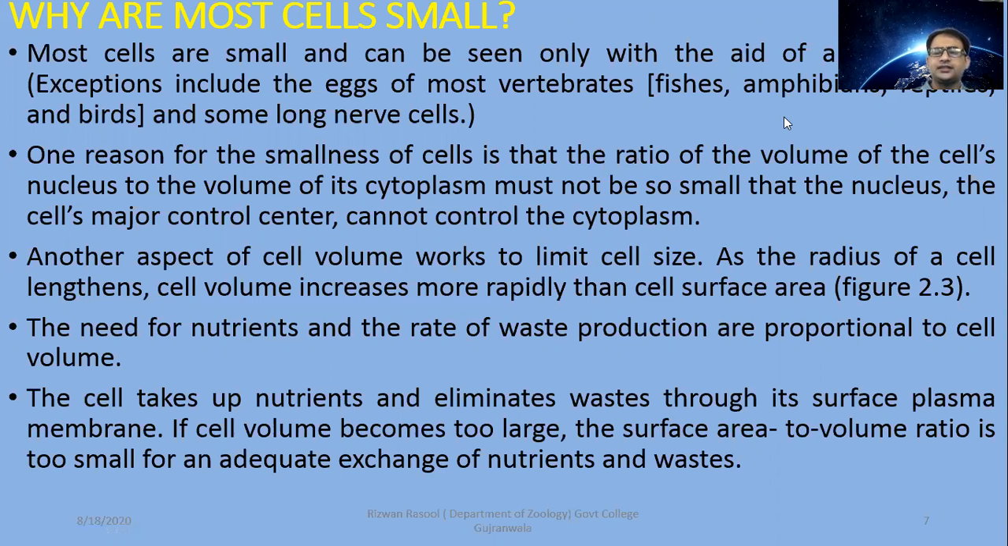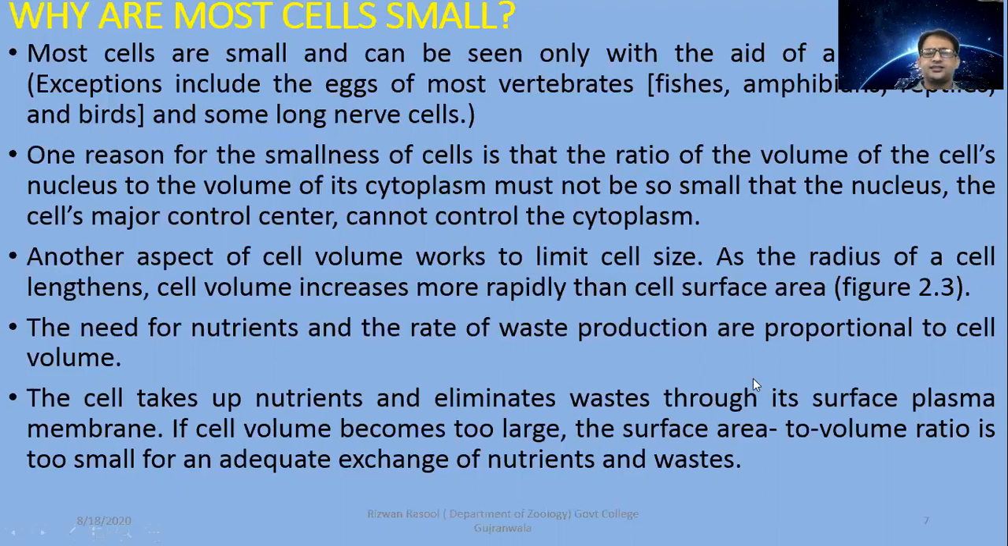The next point is why cells are mostly so small and can be seen only with the help of microscopes. There are certain exceptions, for example the eggs of fishes, amphibians, reptiles and birds, or some longer nerve cells, which can be viewed by the naked eye, but most cells are too small to be seen by the naked eye. So to see them, we usually use a microscope.